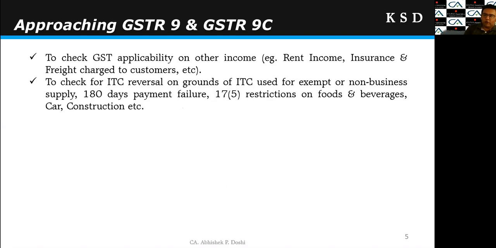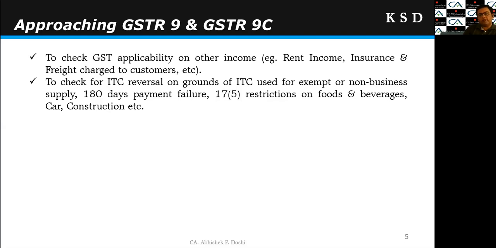So in my books of account of my proprietary concern, I have discharged the GST liability on all the incomes. But in my personal books of account, I have commercial rent income and I have not discharged the GST liability. Then I am supposed to discharge the GST liability on such rent income, along with the interest. Likewise, besides rent income, there are many other incomes which may be there in the financial statements, and we need to check the GST applicability on the same.